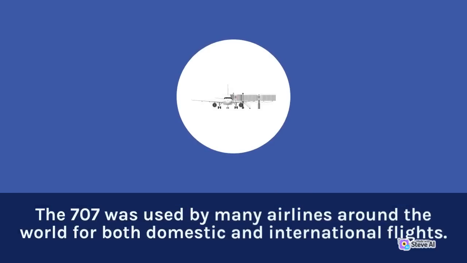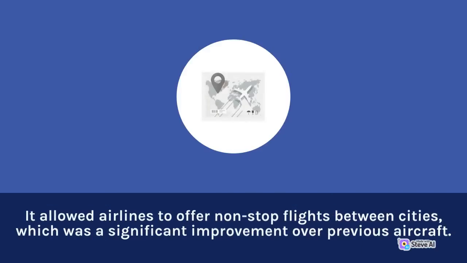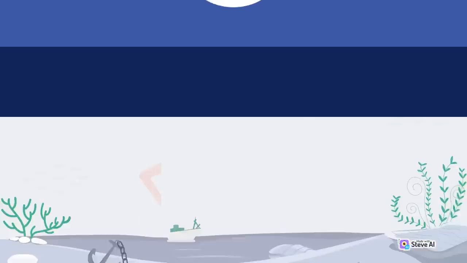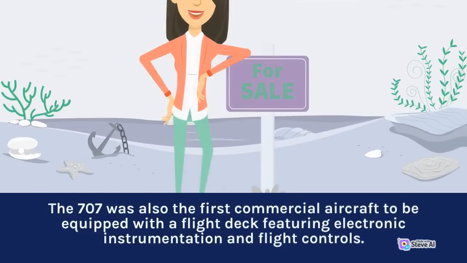The 707 was used by many airlines around the world for both domestic and international flights. It allowed airlines to offer non-stop flights between cities, which was a significant improvement over previous aircraft. The 707 was also the first commercial aircraft to be equipped with a flight deck featuring electronic instrumentation and flight controls.